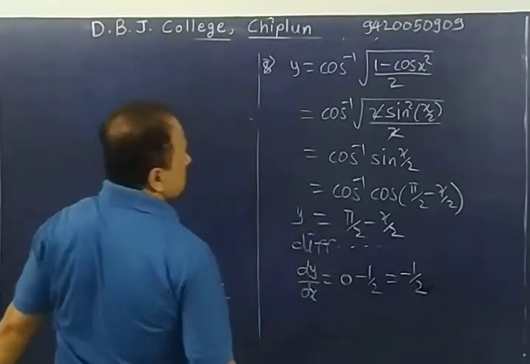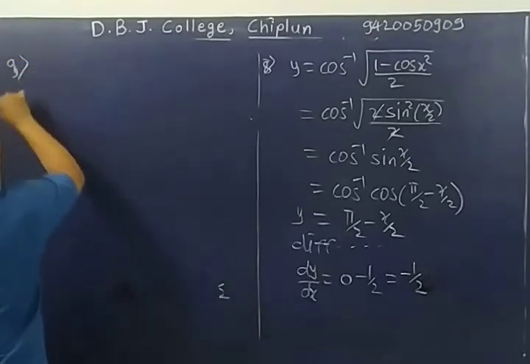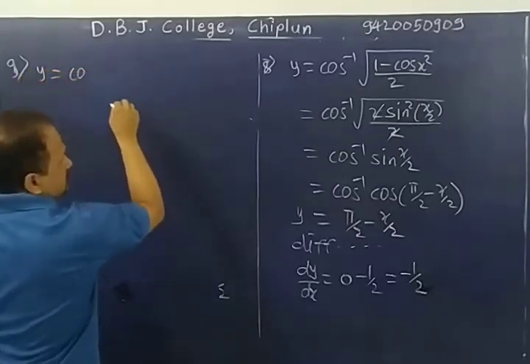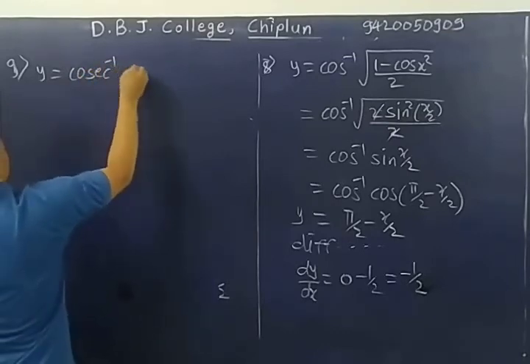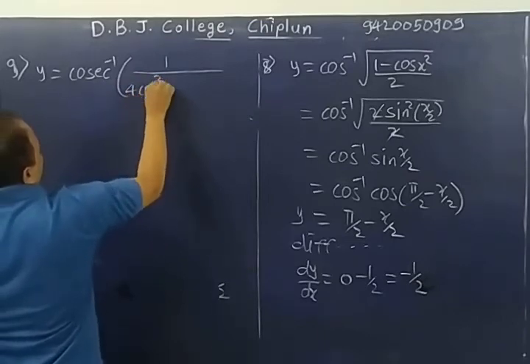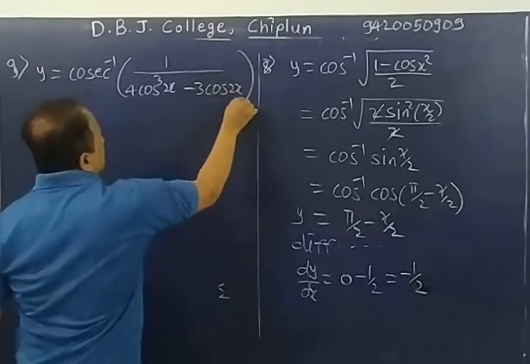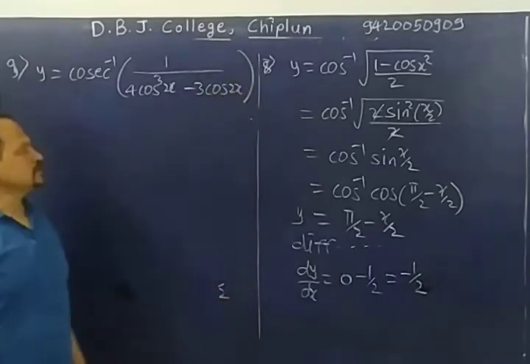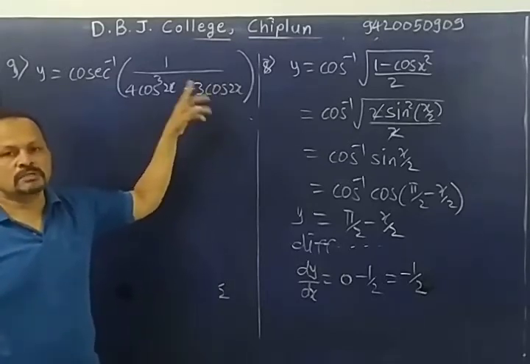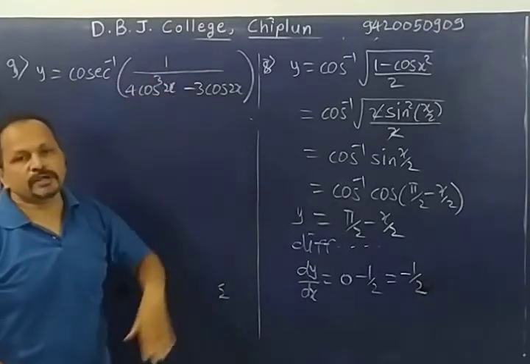Now we are going to take the next problem. Problem number 9. y is equal to cosec inverse 1 upon 4 cos cube 2x minus 3 cos 2x. Certainly you will observe that this is the formula for cos 3 theta. This is like that. The angle is tripled.